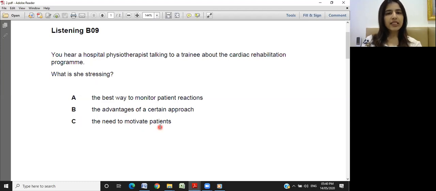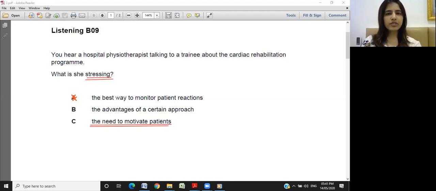It was great that none of you went with A because she definitely did not give any information about how to monitor their reactions. This was very catchy because with every step she was trying to explain how it could be beneficial for the patient, but that was not the emphasized portion of it. The need for motivating them was being emphasized, isn't it?